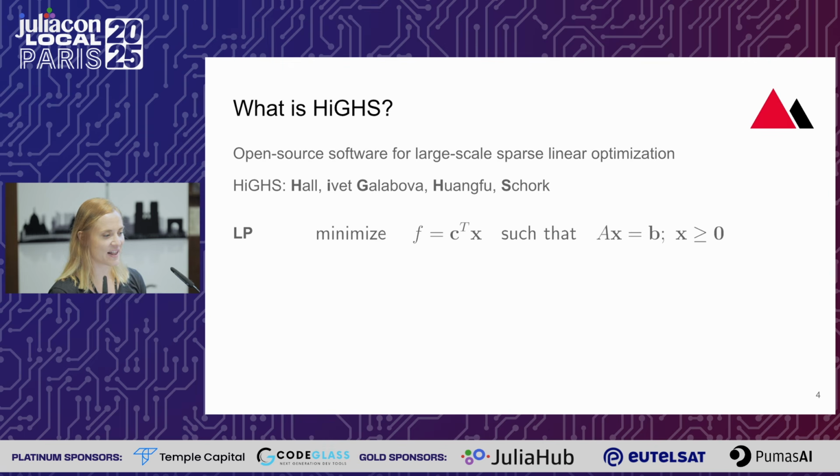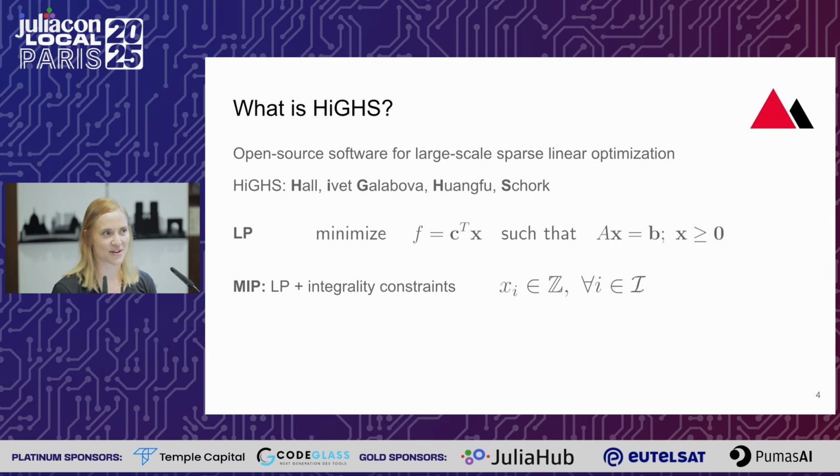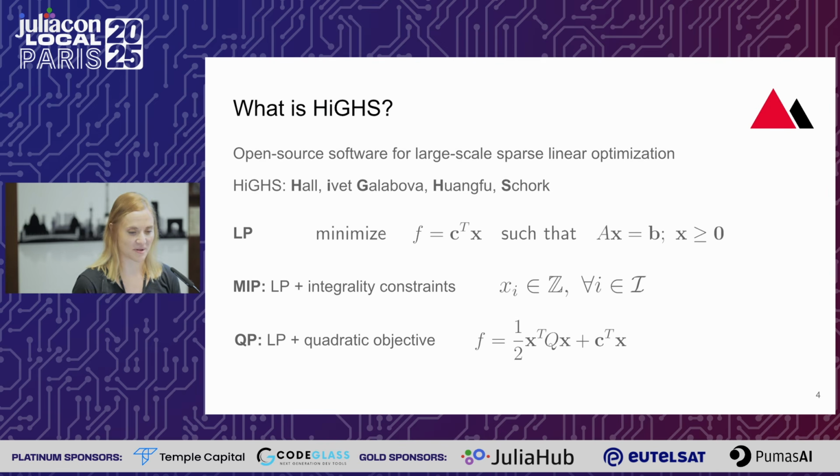So this is an LP's formulation mathematically, but we can do more. If we add integrality constraints to the LP, we get a mixed integer programming problem. And if we add a quadratic objective to the LP, we get a QP, a quadratic programming problem. So these are the three types of problems that we can handle.